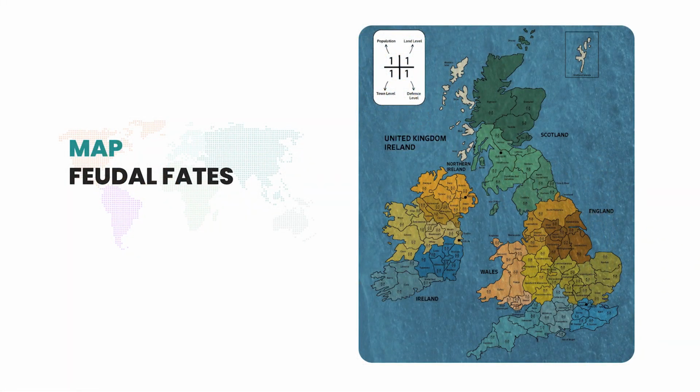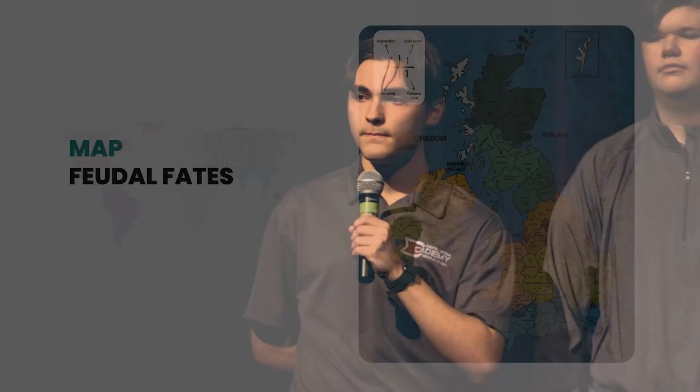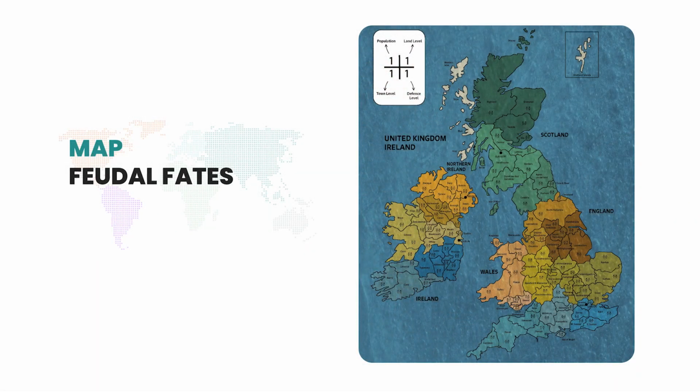I was given the task of designing the map. Simulation 1 was based in the United Kingdom during medieval times. Each county was given certain levels in population, food, town level, and defense. This was to ensure the game was divvied up sufficiently. And this was our final design.